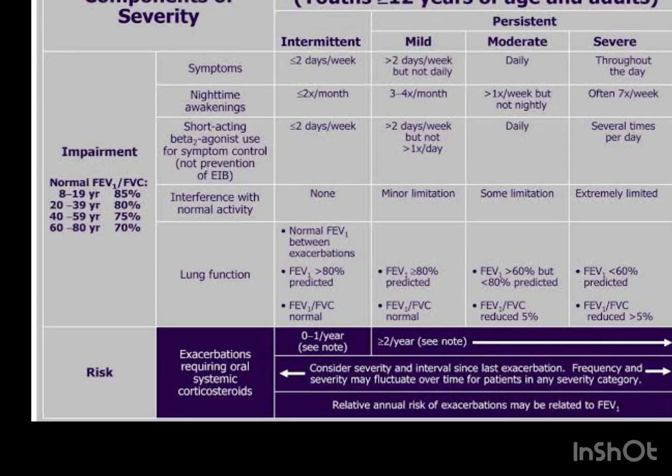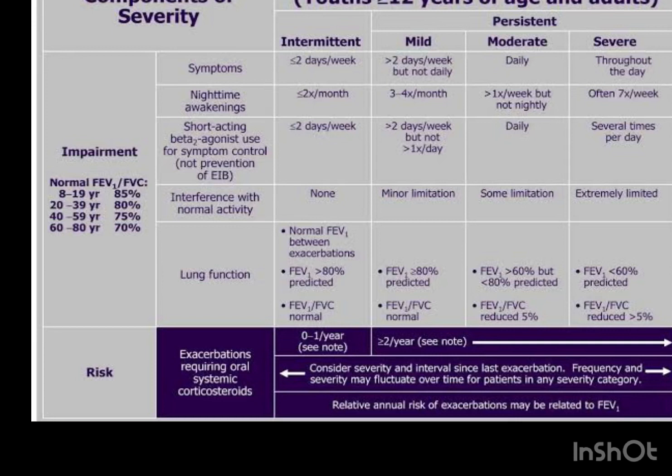And in case of persistent asthma, which is further classified into mild persistent asthma, moderate persistent asthma and severe persistent asthma. In case of mild persistent asthma, there will be more than 2 days per week symptoms, and the use of beta 2 agonist will also be more than 2 days per week, while nighttime awakenings will be 3 to 4 days per month. There will be minor limitation in the normal activity of the person, while the lung function test will be normal in case of mild persistent asthma.